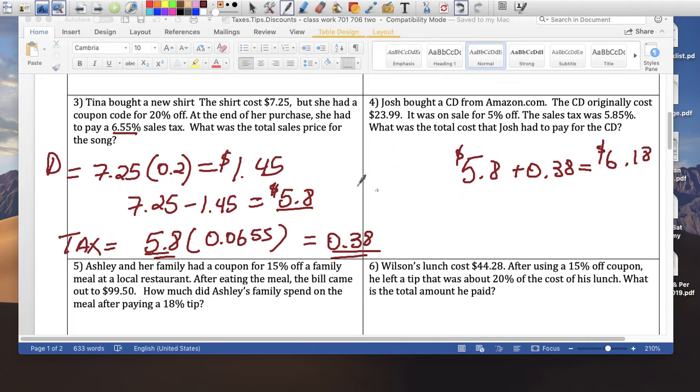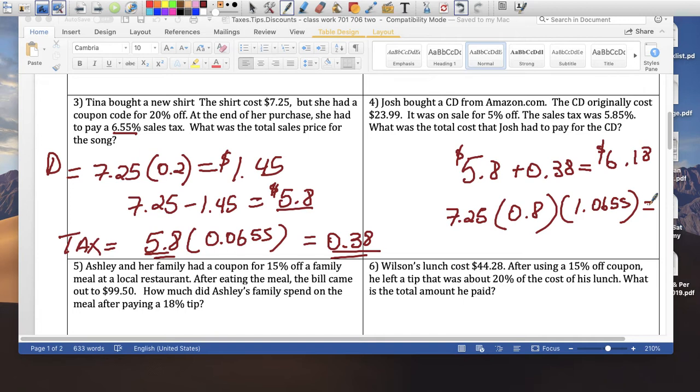The more direct way, if you wanted to do that, so here you have $7.25. You're going to multiply. 20% off means I have to pay for 80% of the shirt, right? 0.8. And then I have to pay for tax, and tax is in addition, right? So it's going to be the 100% of the value plus the tax. So that's going to give me 1.0655.